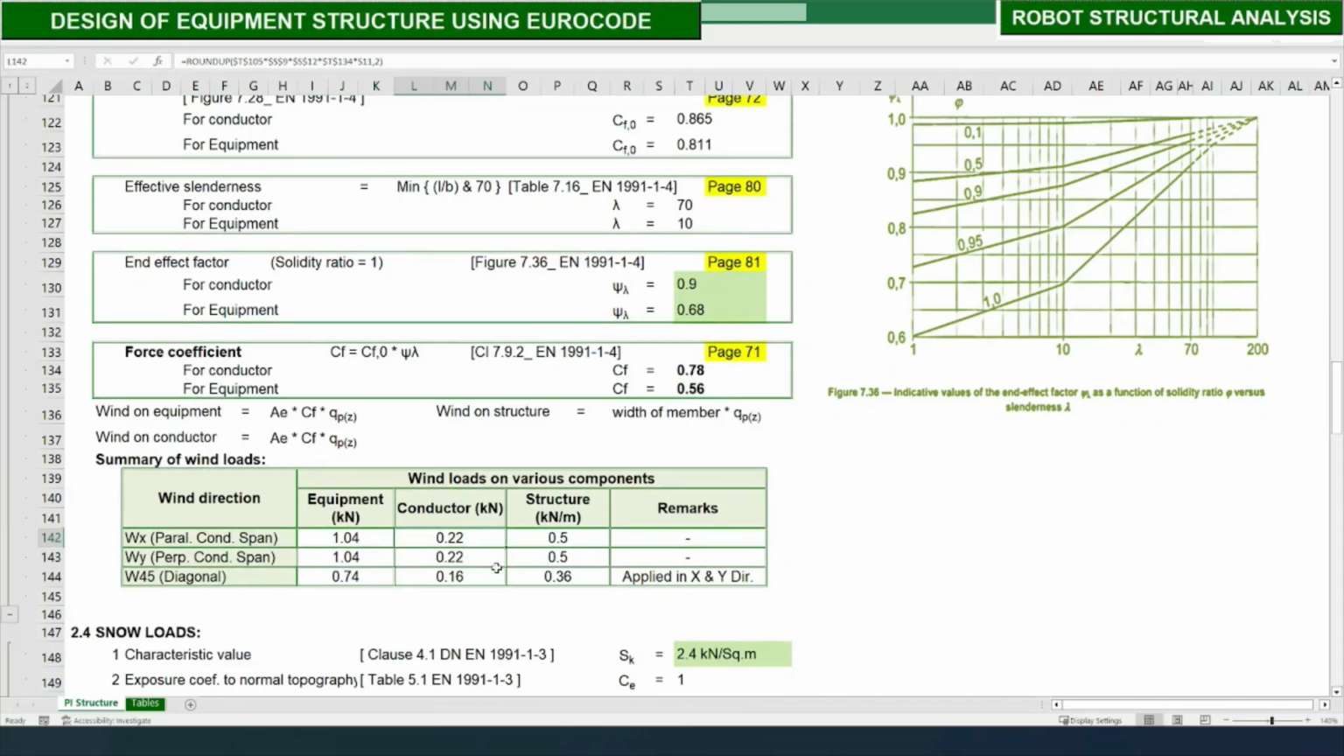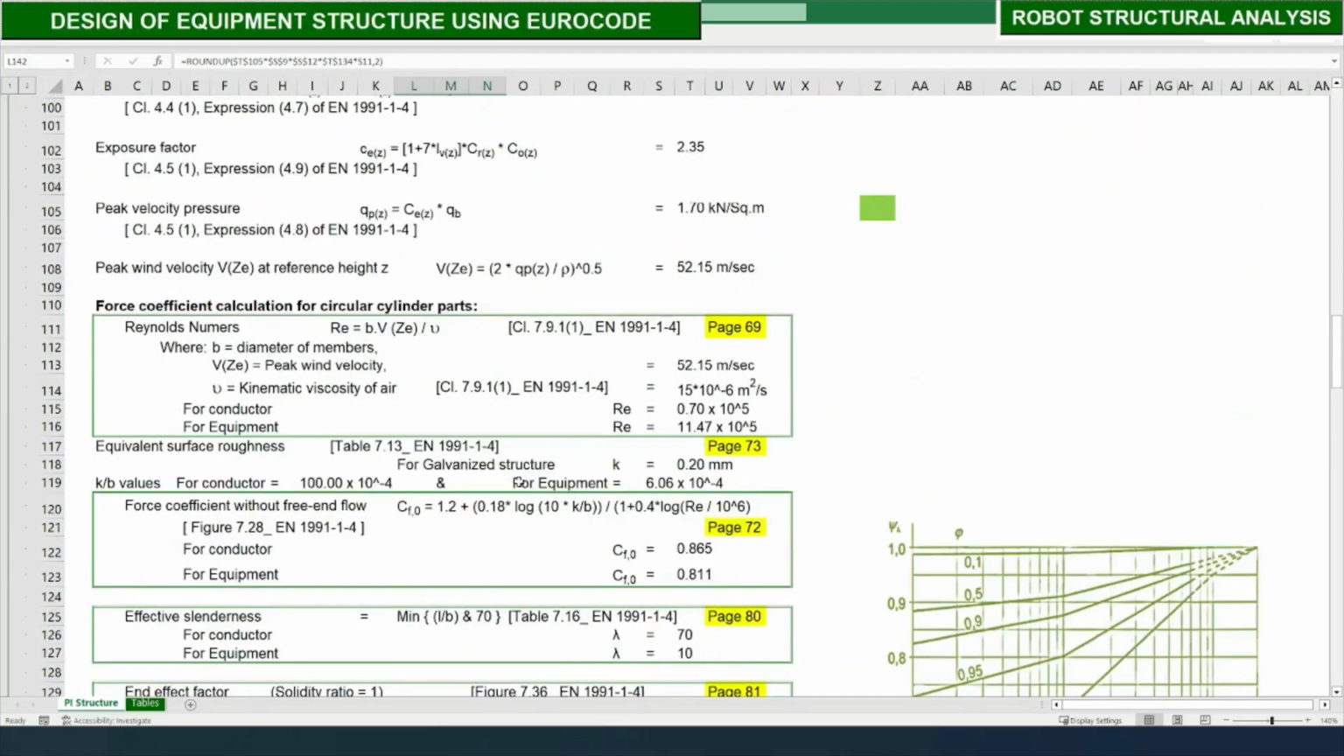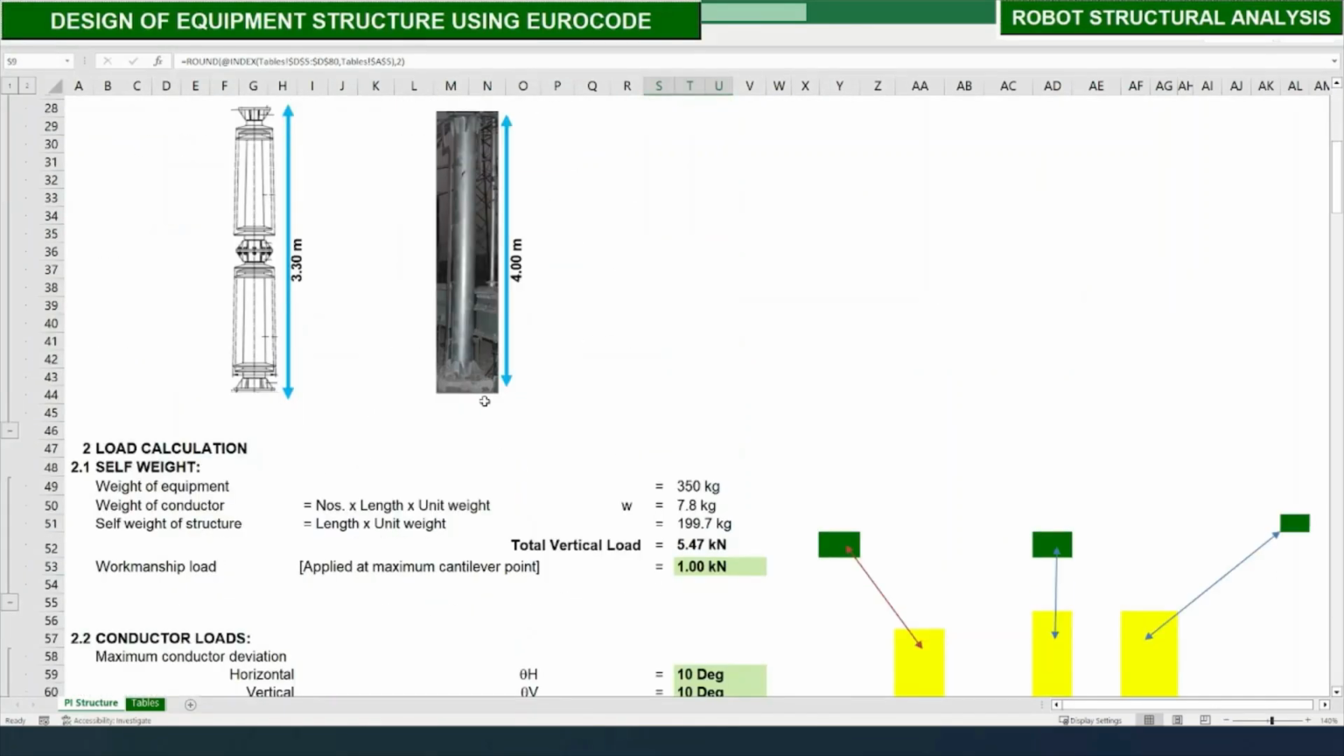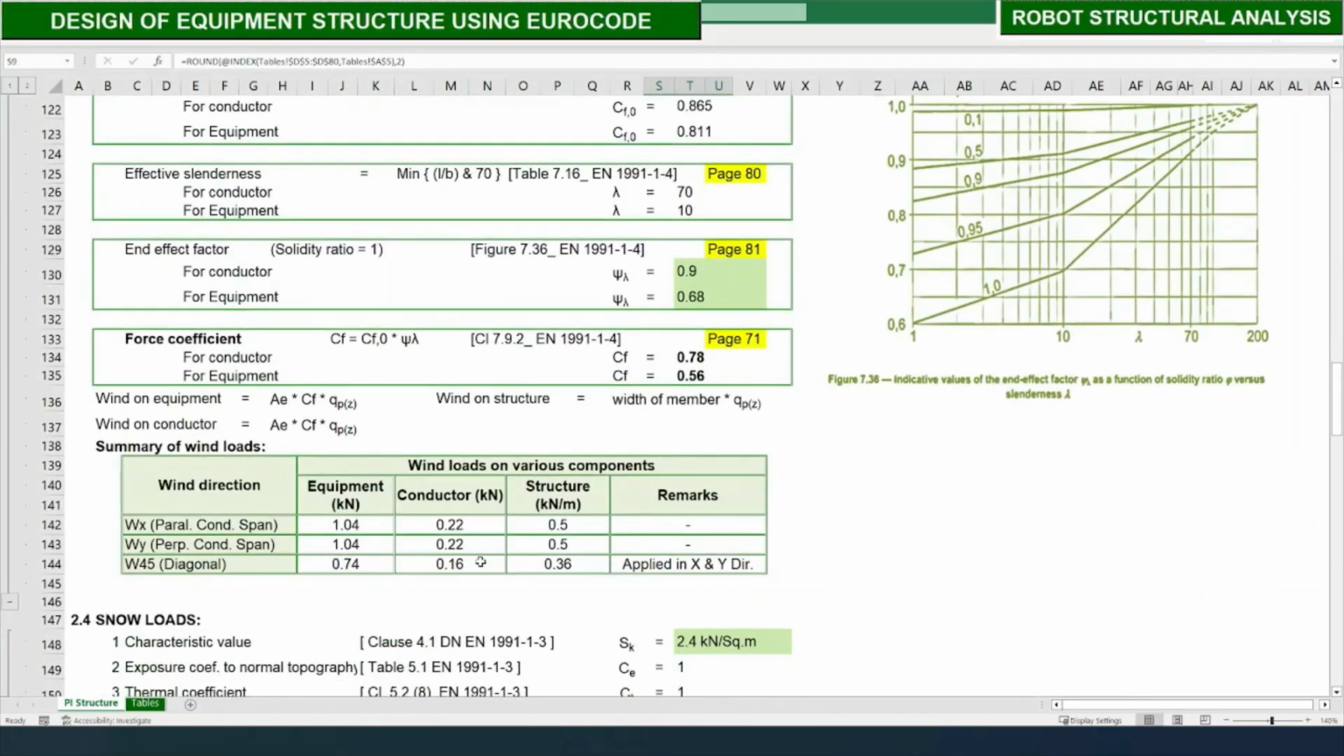Coming to the conductor, when there is a conductor span running along, if the wind is acting along the conductor span, there won't be any significant wind force because the diameter remains very small. For example, it is a 22 mm diameter in this calculation, 20 mm. Not only that, the transverse wind which is perpendicular to the conductor is a major impact. So here we can consider the wind on conductor to be zero.